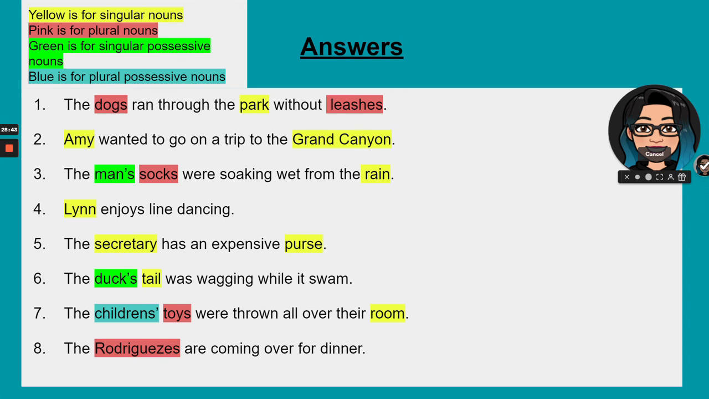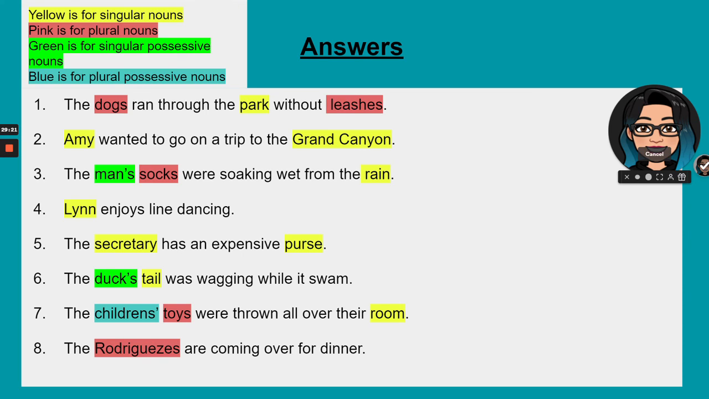So then we go to sentence number 4. This one only has one noun, and that is Lynn. It is a singular noun because it is a person, and only one person. So then we go to sentence number 5. The secretary has an expensive purse. So in this one, the secretary is one person, so it is a singular noun. And then the next one is purse, because the purse is a thing, and it is only one. It is also a singular noun.